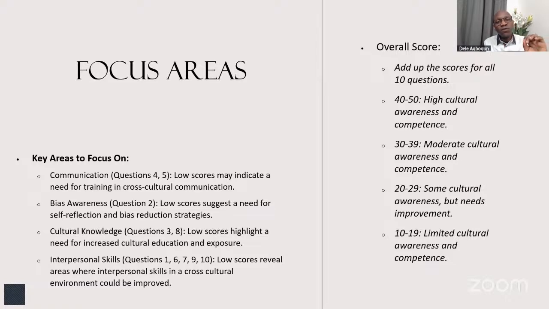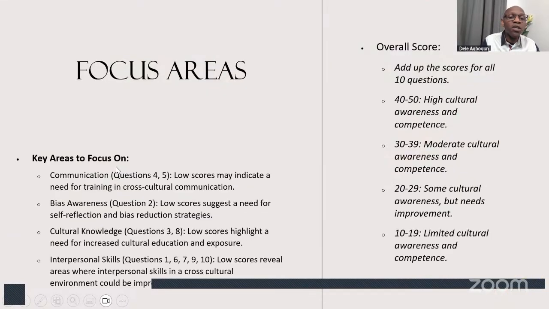Take note of this. Whatever you've scored, please take note of those numbers, and situate this and narrow it down to an area where you need to focus on, because it's not just a generic assessment, but it focuses on a particular area. Now, statements 4 and 5 border on communication. Low scores may indicate a need for training in cross-cultural communication. And we'll get to that point where I'll be talking about the framework.